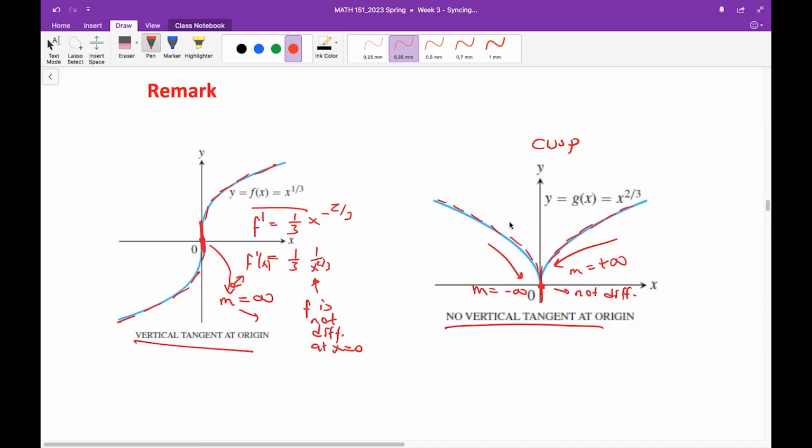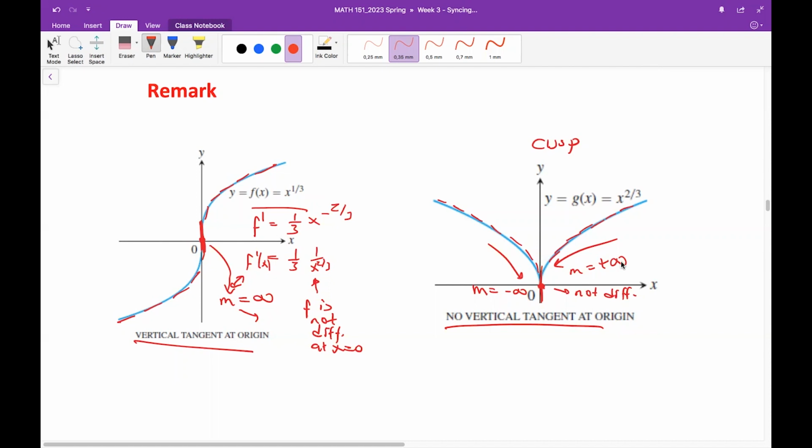What happens in the second graph? If you start drawing tangent lines like this on the left, their slopes are getting really close to minus infinity towards the origin, and on the right side the slopes are getting bigger and at the origin you have plus infinity slope. So since this time the tangent lines do not match, we say that there is no vertical tangent line at the origin, because on one side the slope is minus infinity, on the other side the slope is plus infinity.